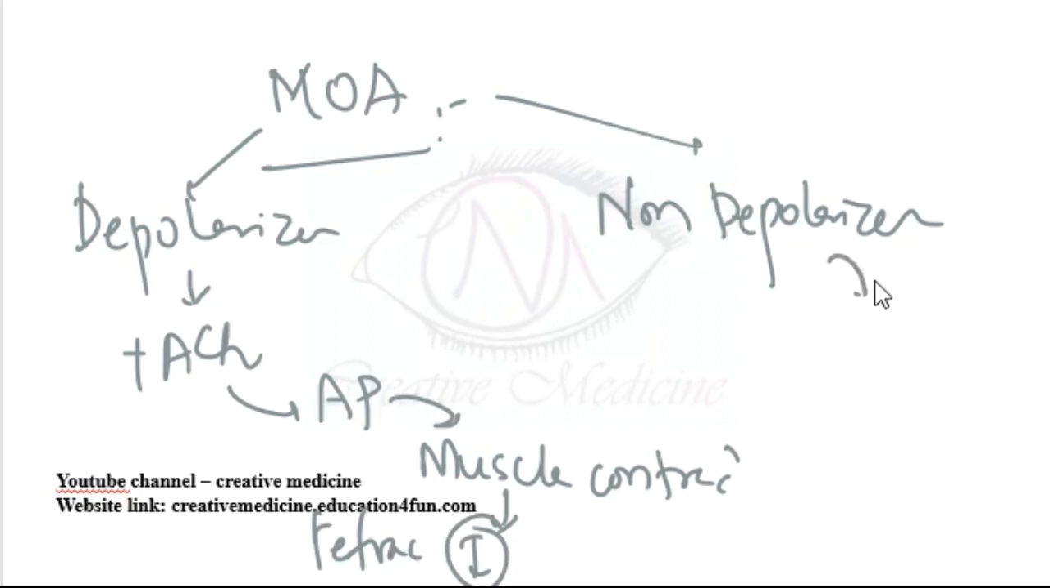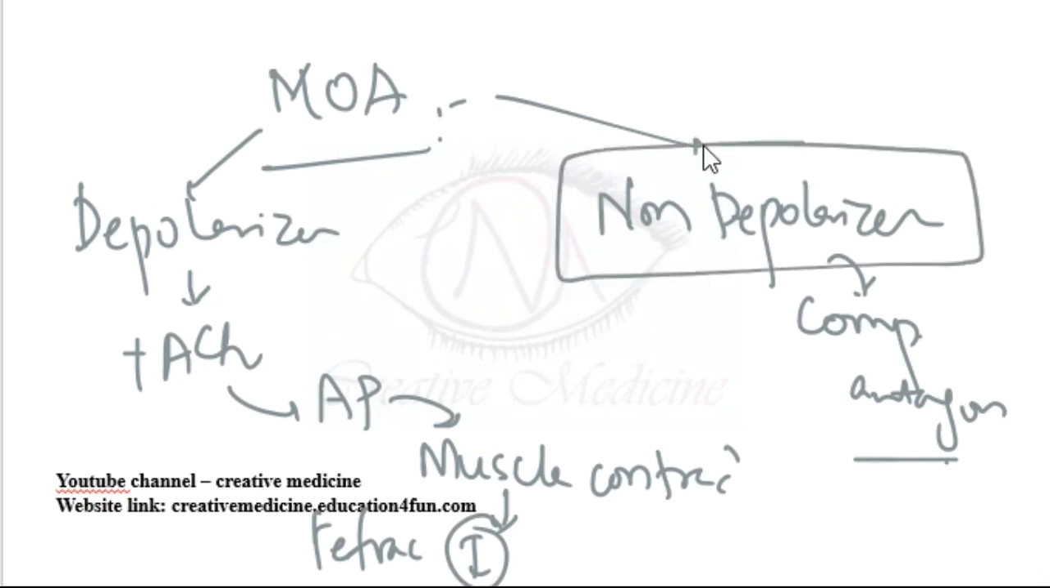Non-depolarizers. Non-depolarizers are the competitive antagonists. In non-depolarizers, there is fading, and post-tetanic potentiation is seen in the non-depolarizers. This fading and post-tetanic potentiation is exhibited by non-depolarizers.